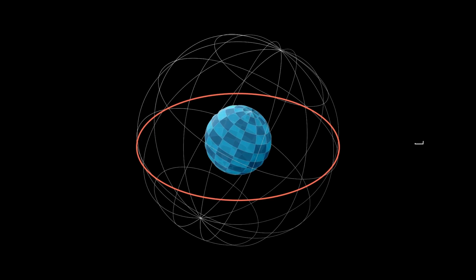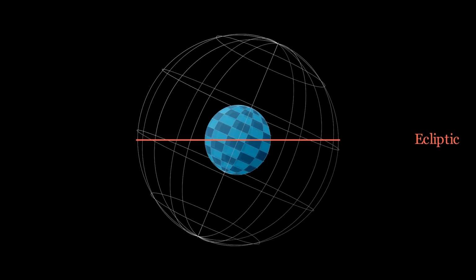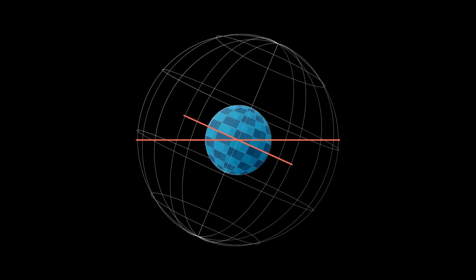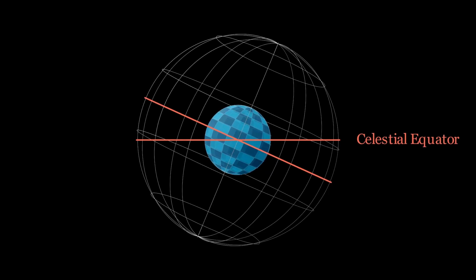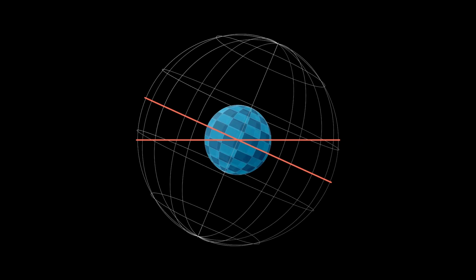This ring is called the ecliptic. Now halfway between the Earth's poles lies the equator. If I extend this out to touch the celestial sphere, you get the celestial equator. The point at which both the ecliptic and the celestial equator intersect is called the vernal equinox. To be more specific, the vernal equinox is a point at which the sun crosses the celestial equator, traveling south to north.